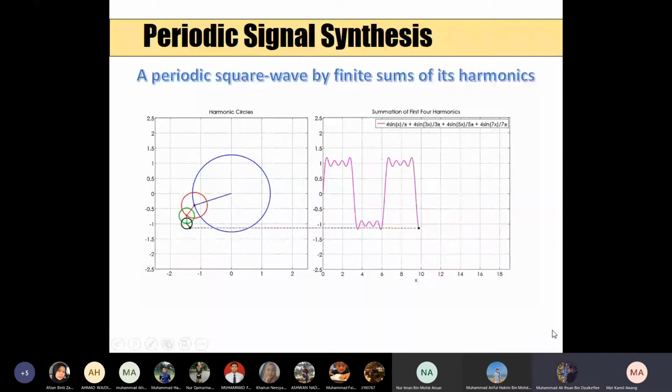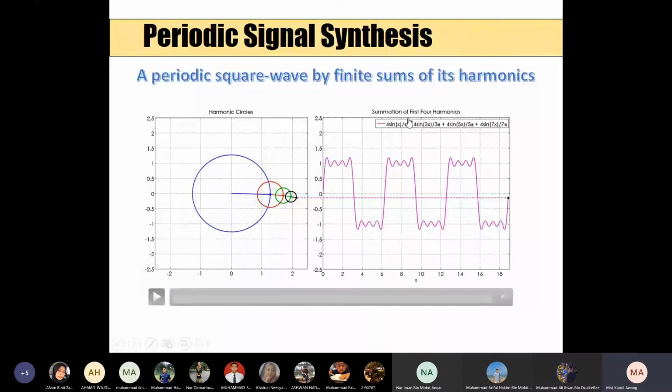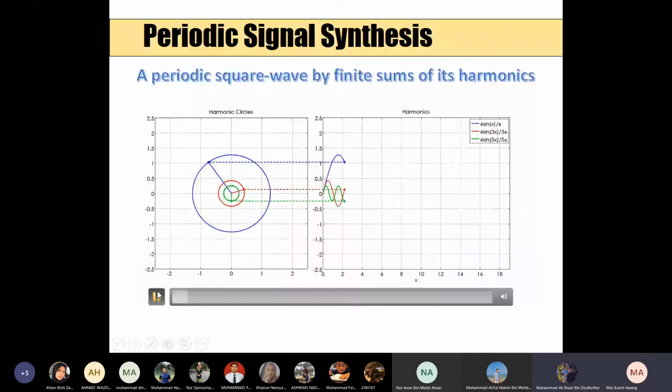Just now, is that summation or synthesized? Summation. Summation is synthesized, this one. Basically, it creates a new graph by summing up those harmonics. Summation of the first 4 harmonics.